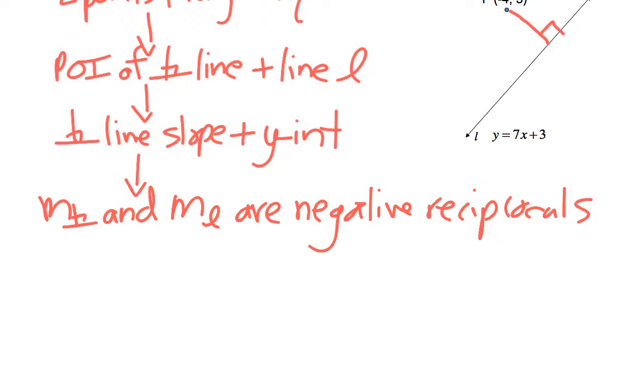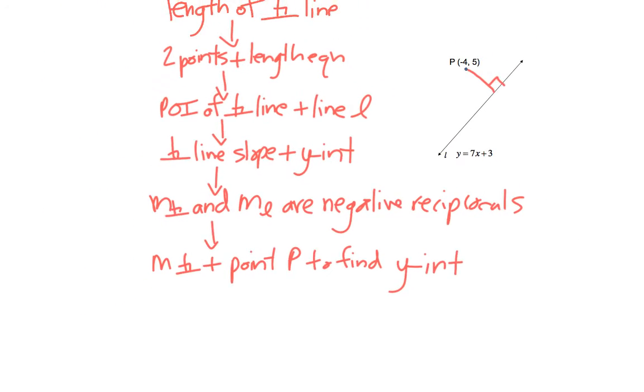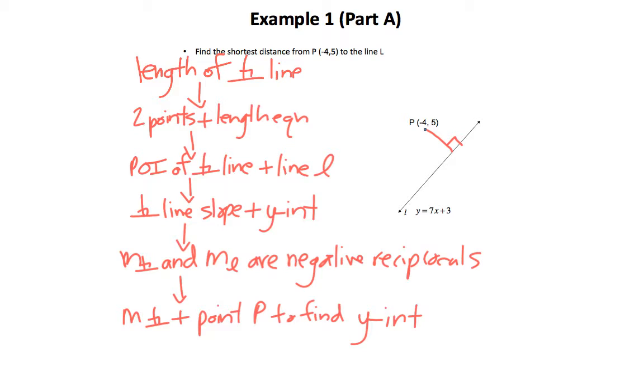And last but not least, we need to figure out the y-intercept. To figure out the y-intercept, all you need is the slope of the perpendicular line as well as any point on this line. So I'm going to say the slope of the perpendicular line and point P are needed to find the y-intercept. Now, that is going to be our general strategy for finding the solution to this question.